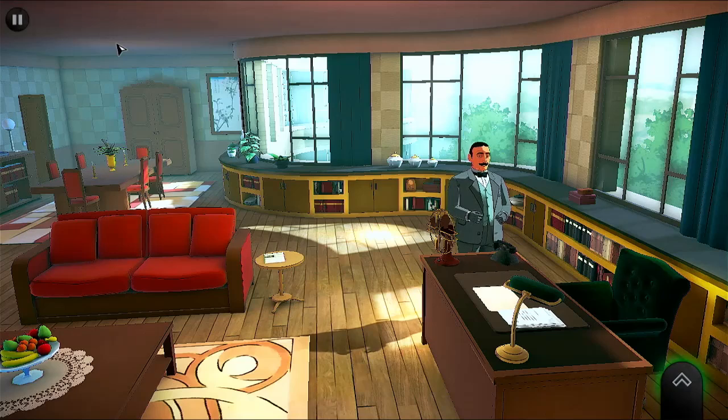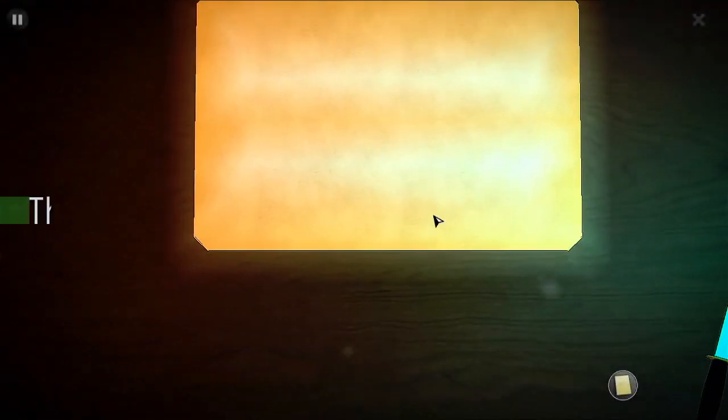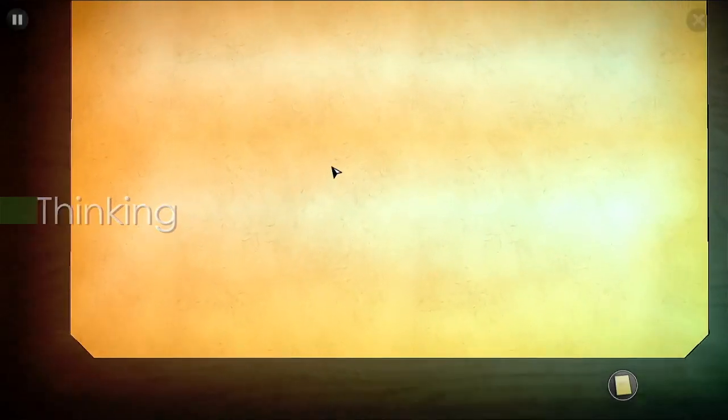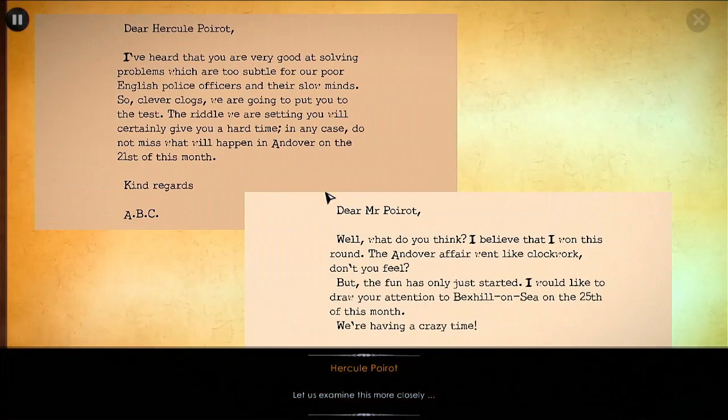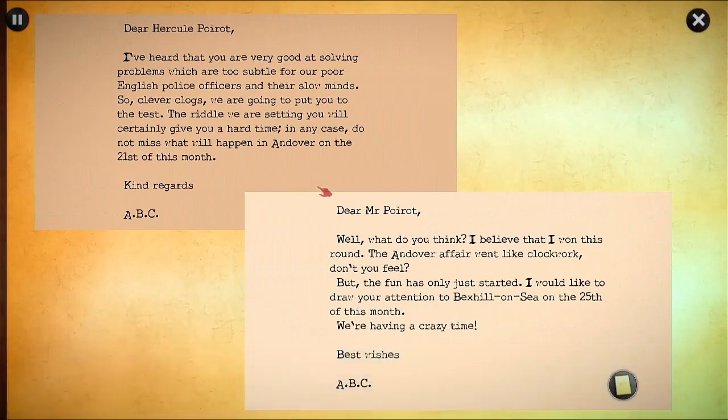It's Murder Mystery Monday and we are picking up exactly where we left off last time with B is for Bexhill. So we have to go to Scotland Yard. We received a letter. We're going to have a little think about some things. Let us examine this more closely. Let's have a little look.